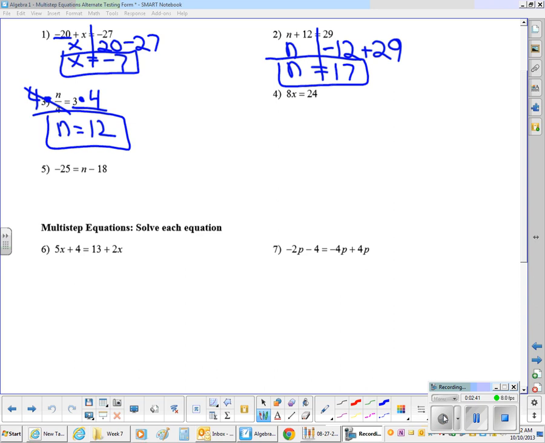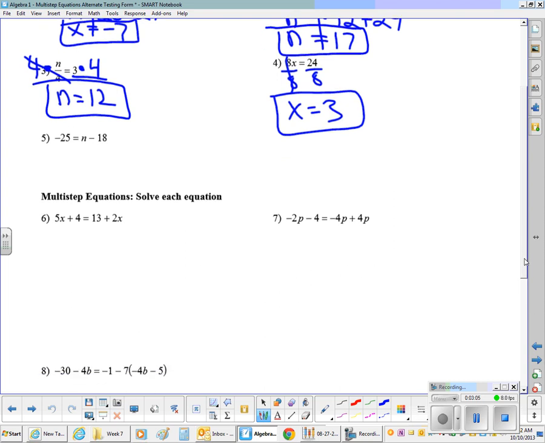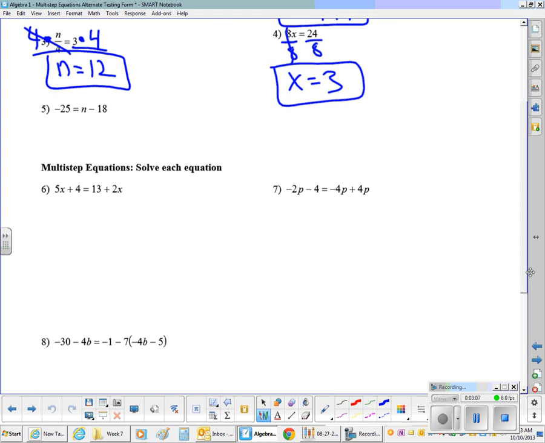All right, number 4, we have 8x equals 24. The operation between the 8 and the x is multiplication. So we're going to divide both sides by 8. And when I do that, I get x equals 3, and I'm done. Again, these are one-step equations, so if you're doing a lot of steps, you're probably doing it wrong or making it too difficult.